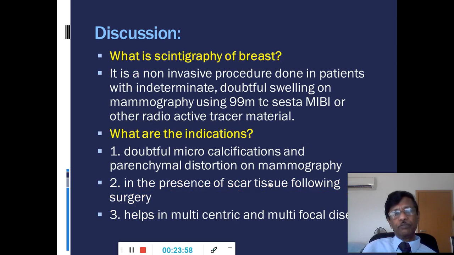What is scintigraphy of the breast? It is a non-invasive procedure done in patients with indeterminate, doubtful swellings on a mammography, using 99m technetium sestamibi or other radioactive tracer material. What are the indications? Doubtful microcalcification and parenchymal distortion on a mammography. In the presence of scar tissue following surgery, it helps in multicentric and multifocal diseases.